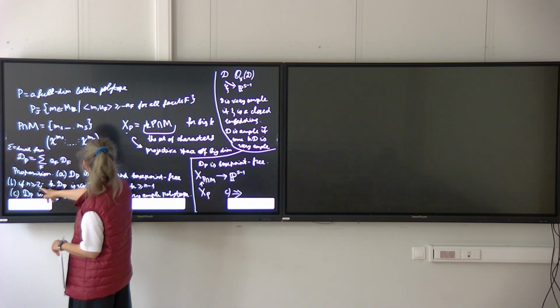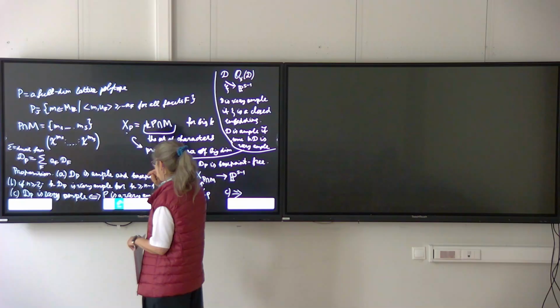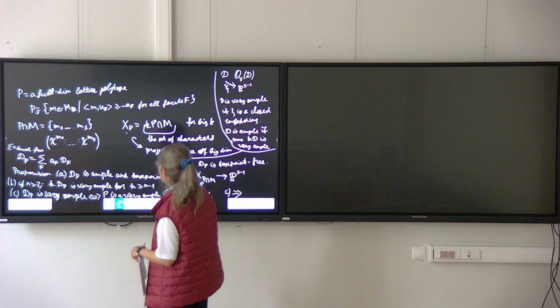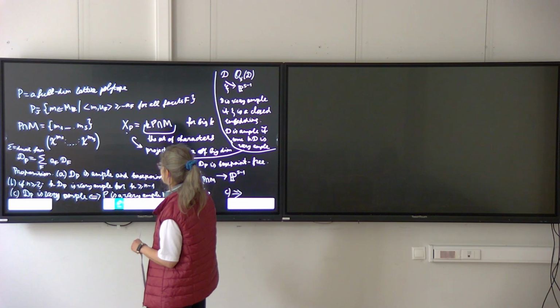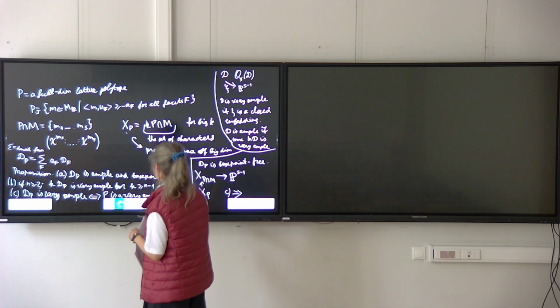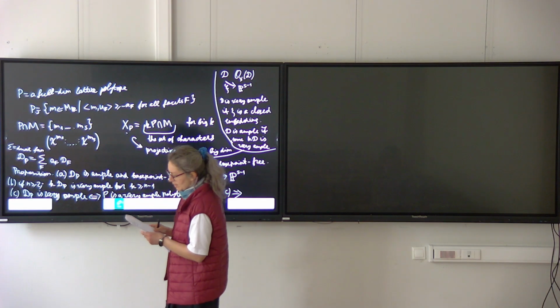If the divisor is ample, then some multiple is very ample, then it corresponds to a very ample polytope, and vice versa.